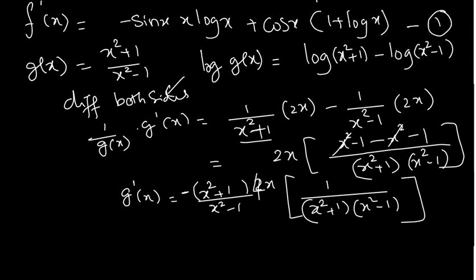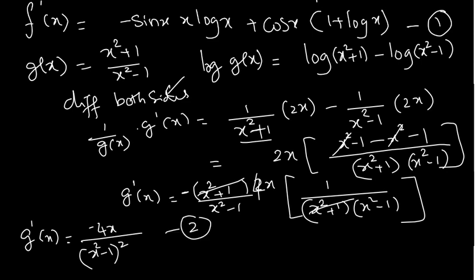So here this x squared plus 1 gets cancelled. So you will have g dash x is equal to minus 4x, that is this minus 4x divided by x squared minus 1 whole squared. That's a simplified one. This is equation 2. So we have to add equation 1 and equation 2 to get the final answer.